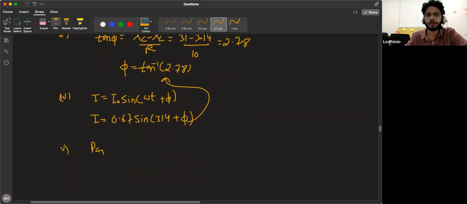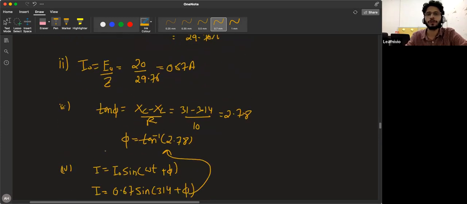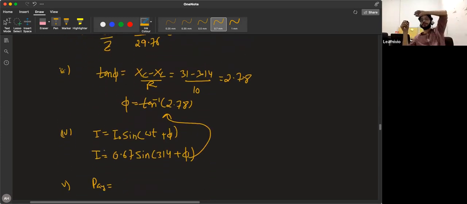Now try to calculate average power. Good. Just note it down and calculate average power. Write your answer in chat.